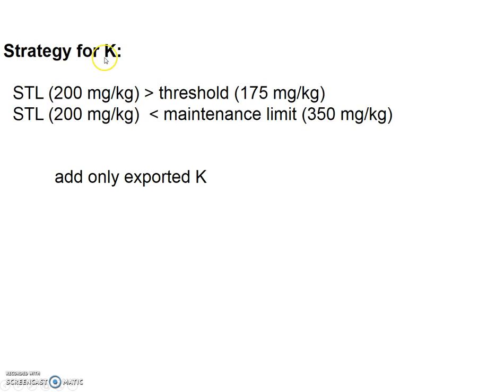The strategy for K: in this case, the STL is 200 milligrams per kilogram, which is greater than the threshold, which is 175. And this value is also lower than the maintenance limit, which is 350. Therefore, we need only to add exported K.